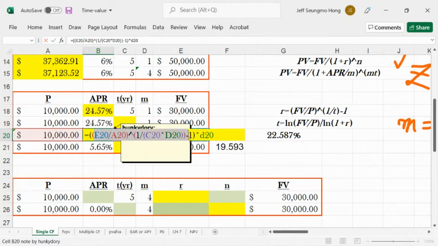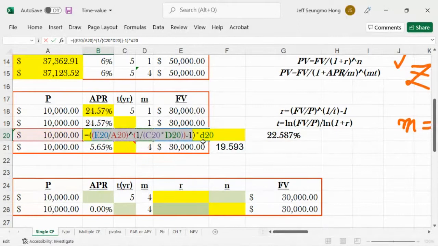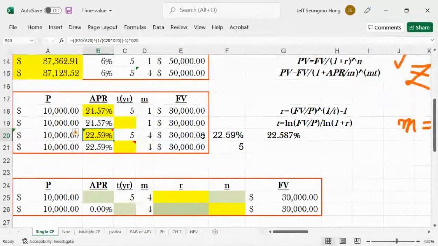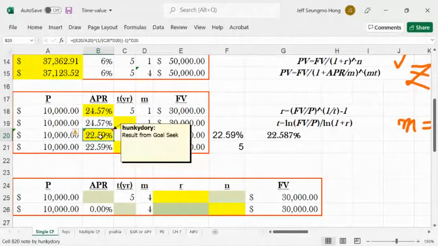Because this whole thing is the answer. This whole thing is the quarterly rate. You have to put the whole thing in the parentheses, right? Because this whole thing is the quarterly rate. Then times D20. Yeah. Now we got to the annual rate.